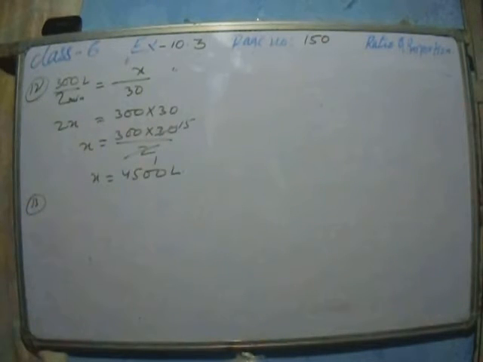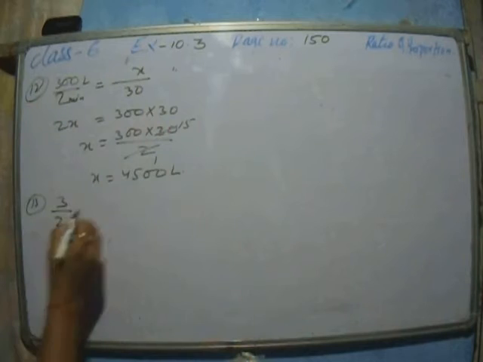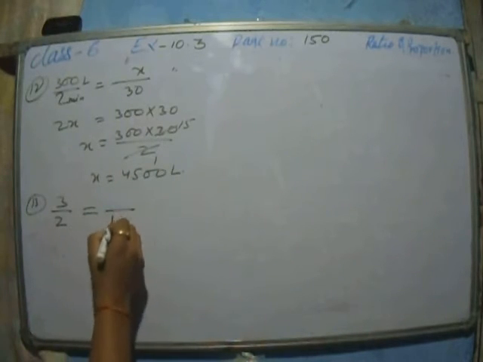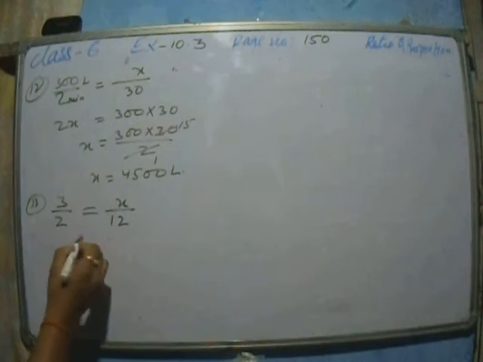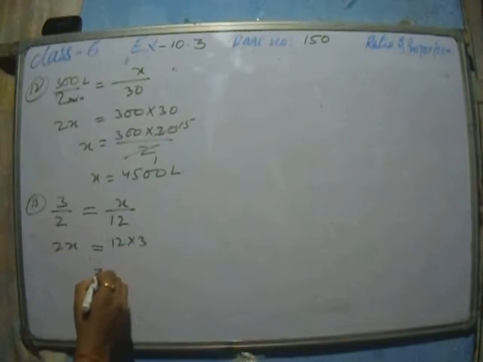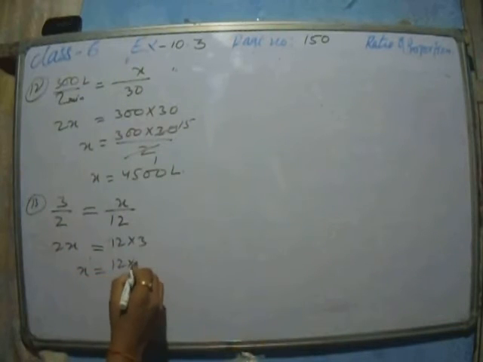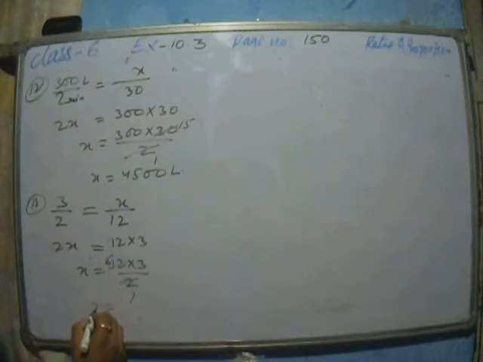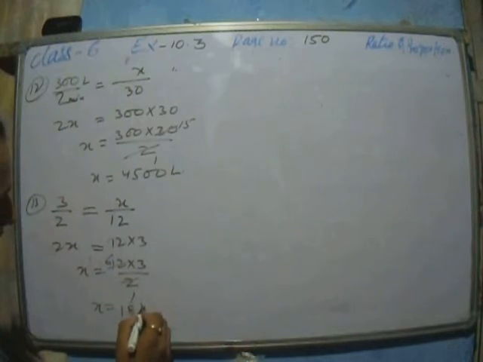It takes 3 hours for a tailor to stitch 2 pairs of uniform. So 3 hours, 2 pairs of uniform. Then how long will it take to stitch 12 pairs? So 12 pairs, x hours. So what we'll do here? 2 into x, 2x, 12 into 3. x is equal to 12 into 3 by 2. 2 1s are 2, 2 6s are 12. So we get here x is equal to 6 3s are 18 hours.